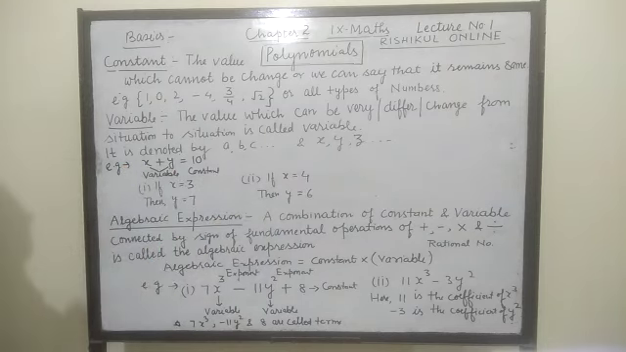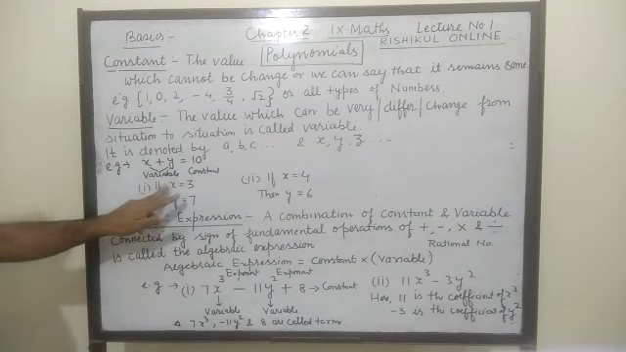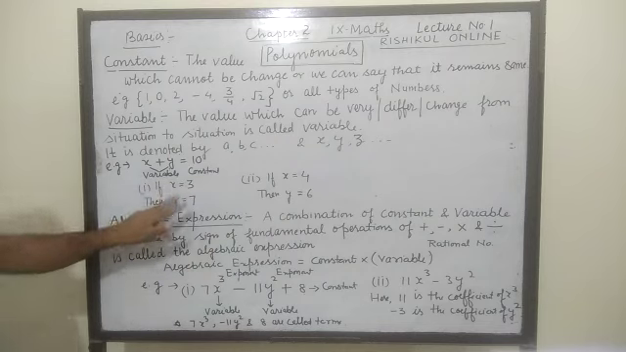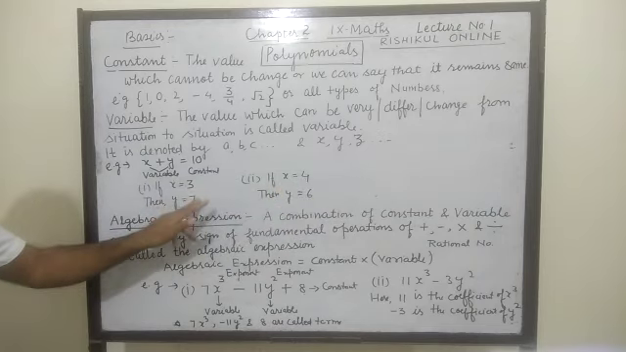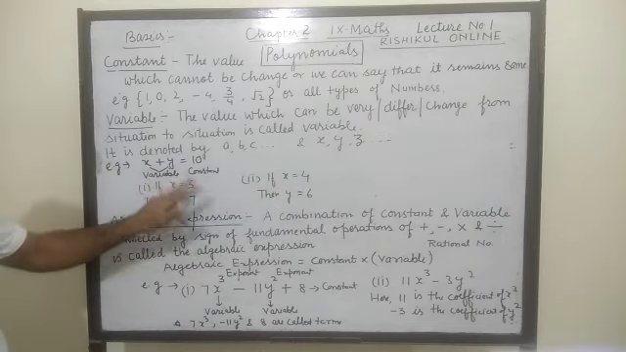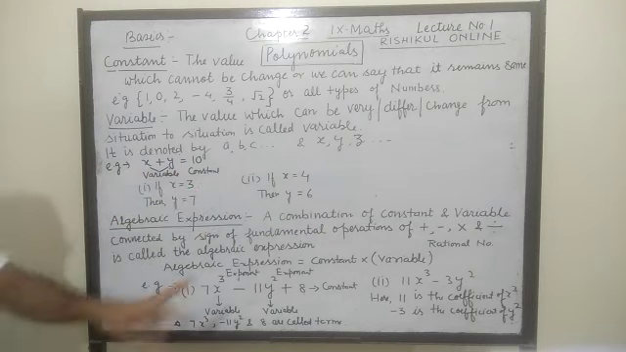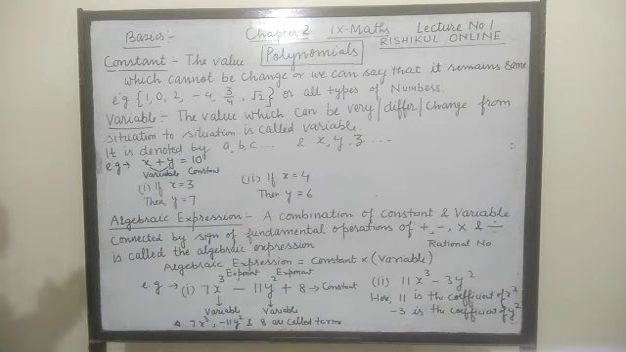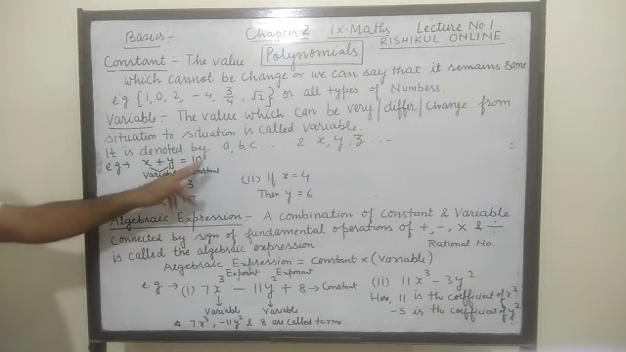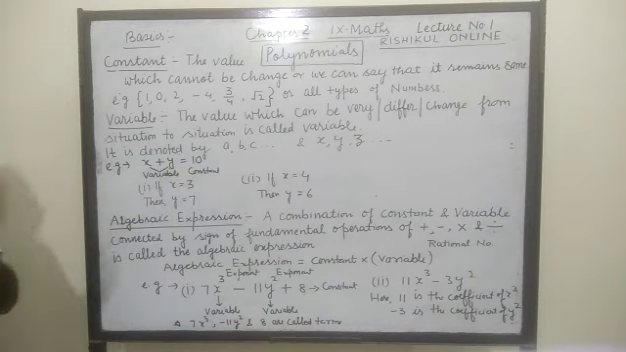Here you see very attentively, value of x and y differ, or you can say vary. But the sum of x and y, 3 plus 7 is also 10, 4 plus 6 is also 10. So the value of constant remains same.